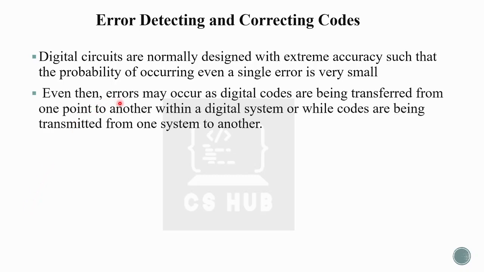Even then, errors may occur as digital codes are being transferred from one point to another within a digital system, or while codes are being transmitted from one system to another. The errors can occur in digital codes when they are transferring from one point to another in a system, or when we are sending data from one system to another system. The bits may change, errors may happen.